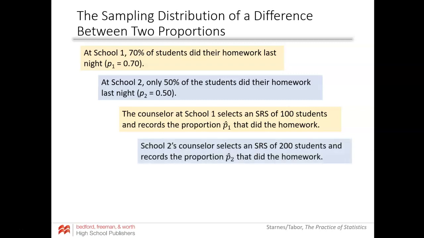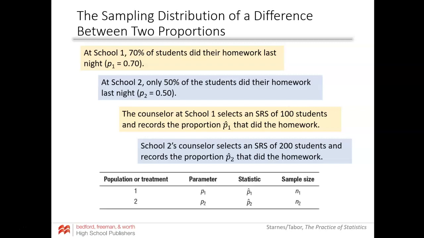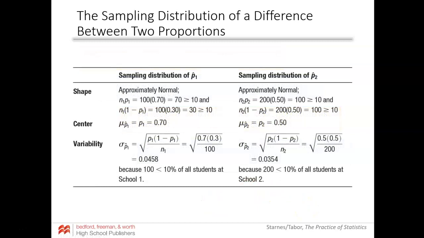High school two's counselor did the same thing. They have 200 students in their sample. Either way, they're calling their proportion P hat 2. So here's all the information with all the variables that they're using to define it. So we have two populations, two parameters, two statistics that are based off the parameters, and two sample sizes. Wow, that's a lot of math.